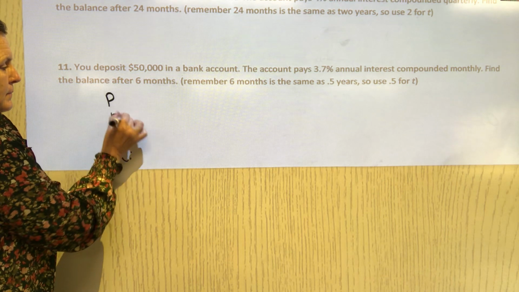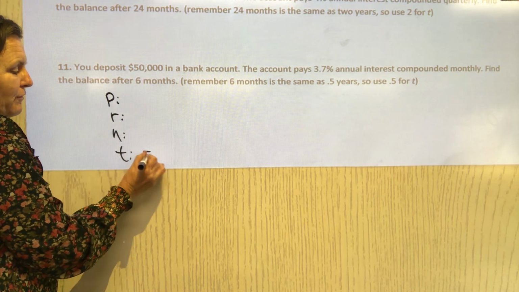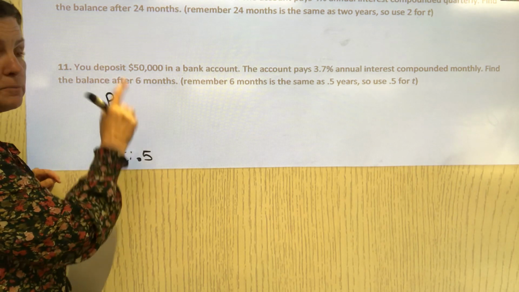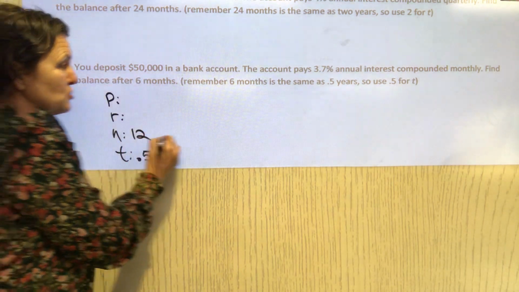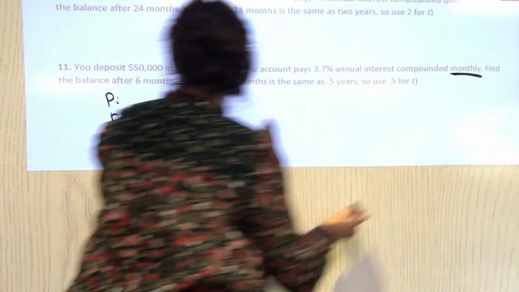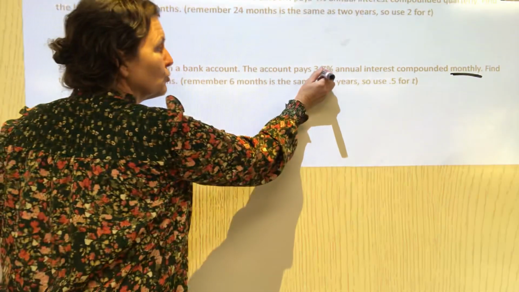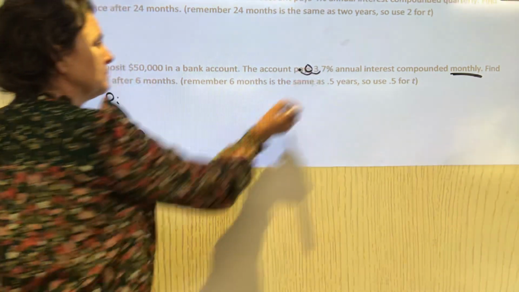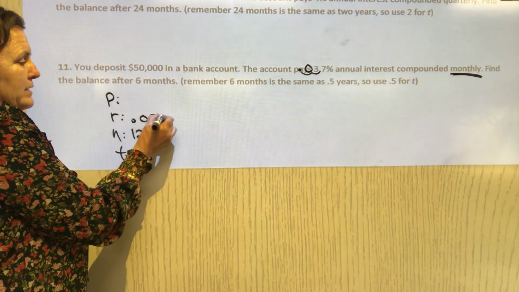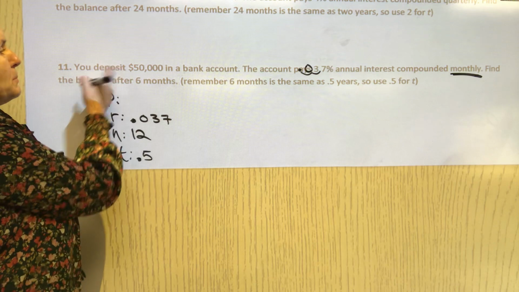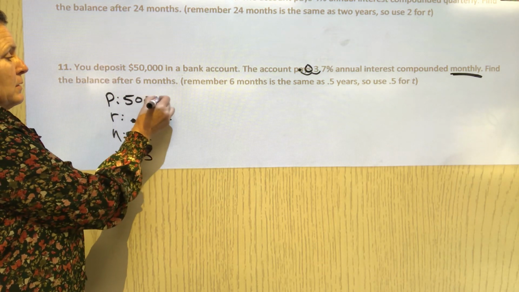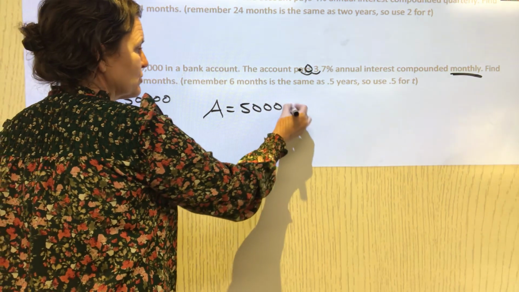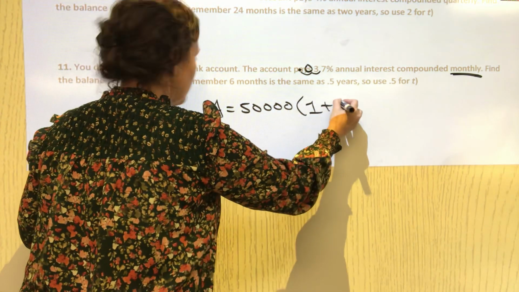P-R-N-N-T. So we know we're dealing with 0.5. You could also go with half if you wanted to on that. The number of times it's compounding, it does say monthly, so that's a 12. Monthly is 12. The rate, grab that decimal. It's always 2 to the left, friends. 0.037, and the principal is the amount that we started with. We're going to plop this into this lovely compound interest formula, and we're going to see what we got, my dears.